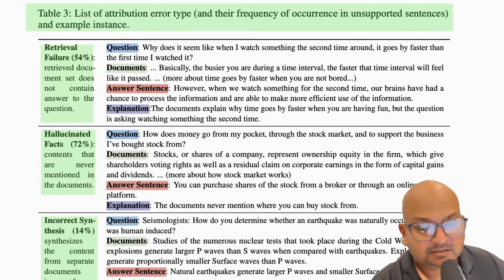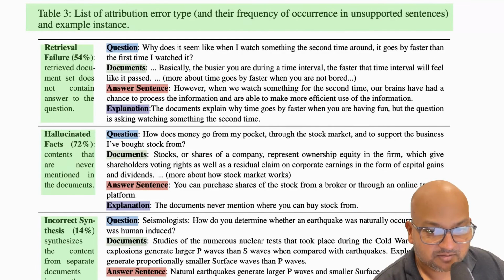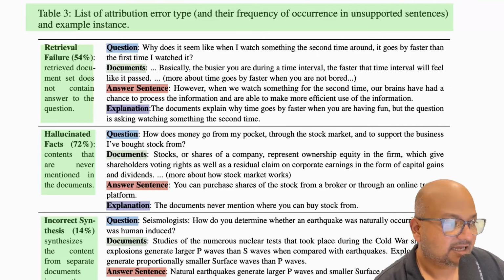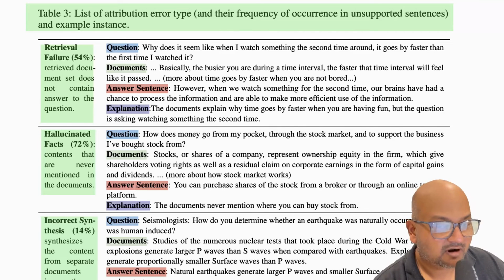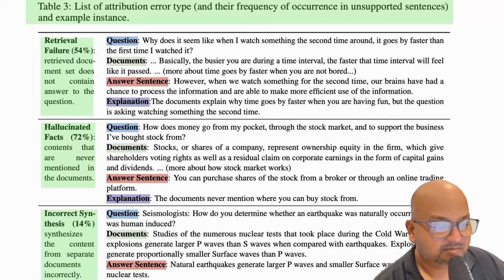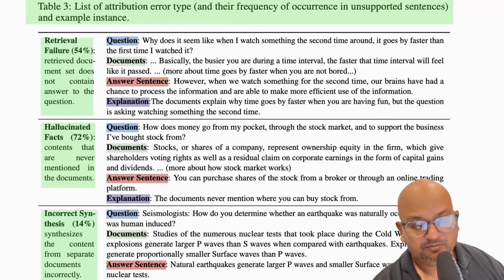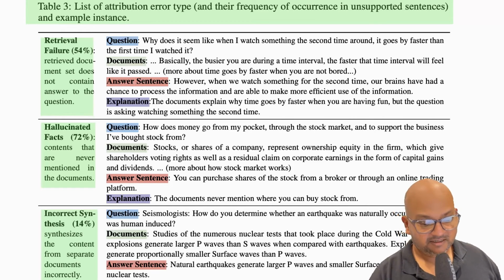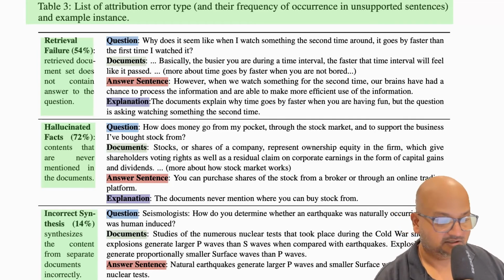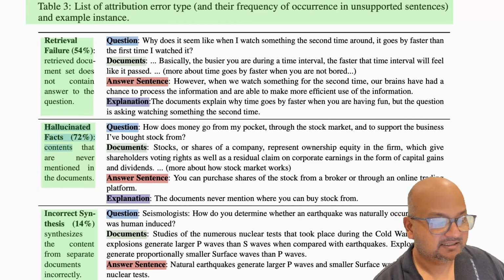So you might ask, when the answer generated is not attributable, it's not grounded in the evidence documents that you provided, what went wrong? So there are three possibilities. One is a failure of retrieval, where the documents that you retrieved to put into the prompt simply were not relevant to the user's query. Another possibility is that the LLM hallucinated facts.